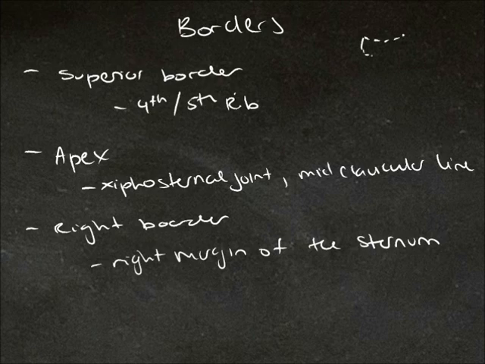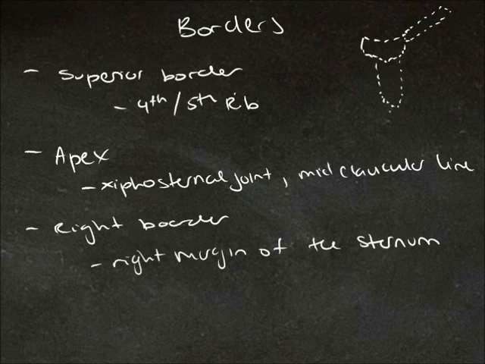So if you were to locate this, the heart, we have our superior border at the level of the fourth or fifth rib. We have our diaphragmatic surface coming here, and our apex ending up at the mid-clavicular line, and our right border at the right margin of the sternum.